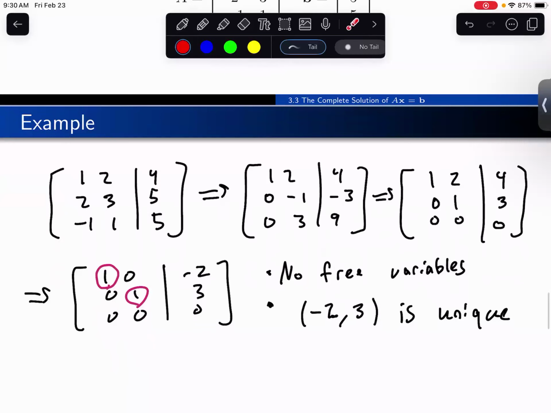It's going to be a little bit tricky because it looks like we have a 3 by 1 vector. But in order to multiply a 3 by 2 matrix and get a 3 by 1 vector, you have to multiply it by a 2 by 1 vector. So that's why it's minus 2, 3 and not minus 2, 3, 0. So we have minus 2, 3 as the unique solution to the system of linear equations.